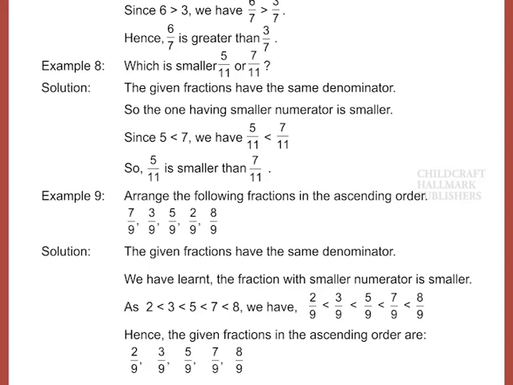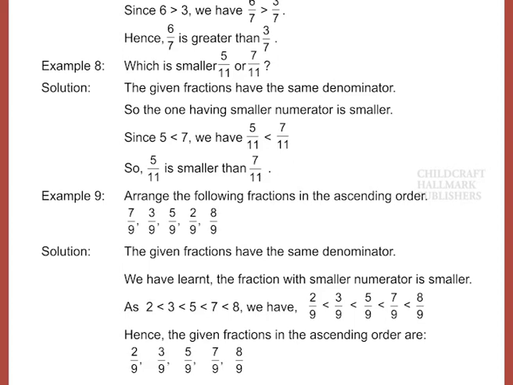Example 8. Which is smaller, 5 by 11 or 7 by 11? Solution. The given fractions have the same denominator, so the one having smaller numerator is smaller. Since 5 is less than 7, we have 5 by 11 less than 7 by 11. So, 5 by 11 is smaller than 7 by 11.